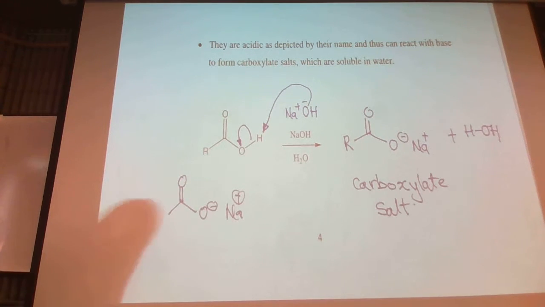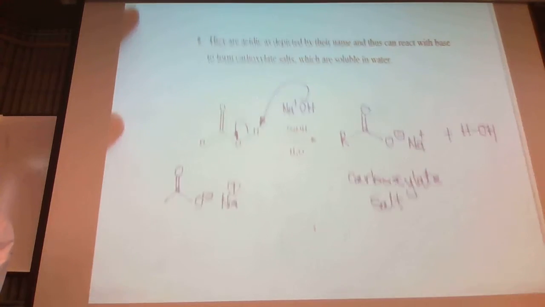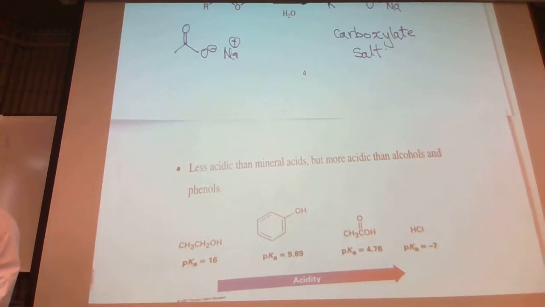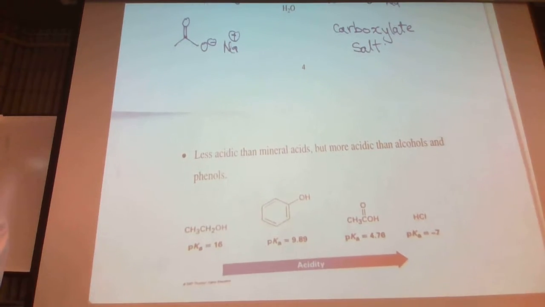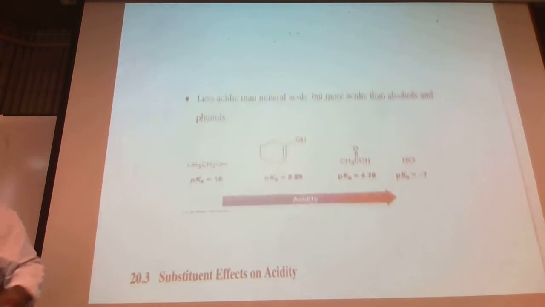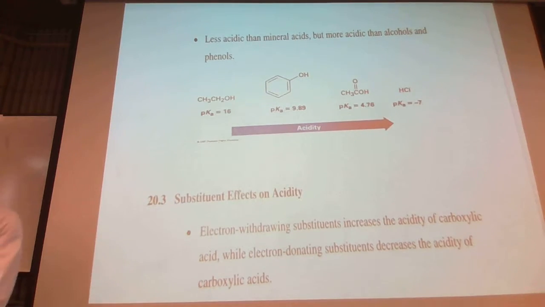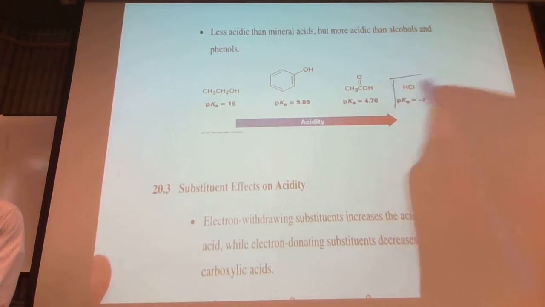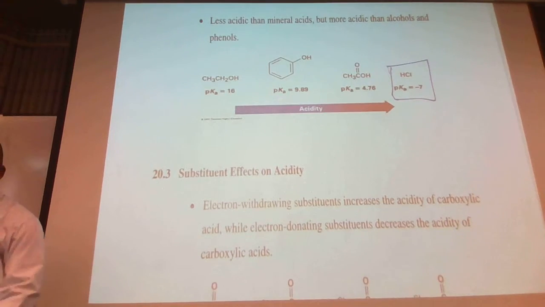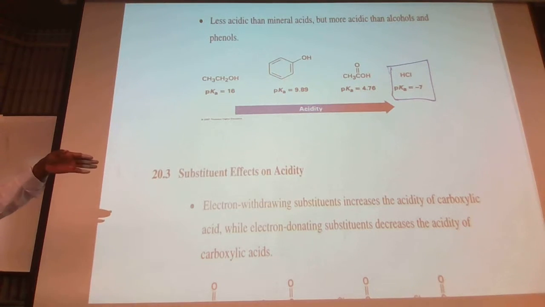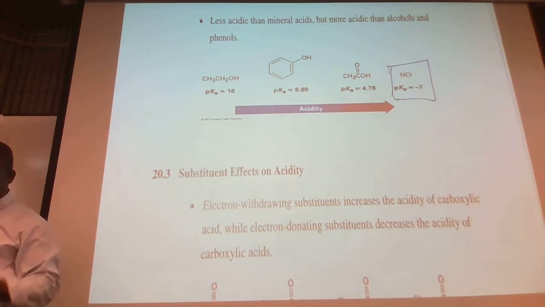Alright, so carboxylic acids are usually more acidic than the corresponding alcohol or phenol. They're usually more acidic than the corresponding alcohol and phenol, but they are less acidic than the mineral acids. So if you're asked to arrange compounds in order of their acidity, alcohol will be less acidic than phenol, and phenol will be less acidic than carboxylic acid. Okay?